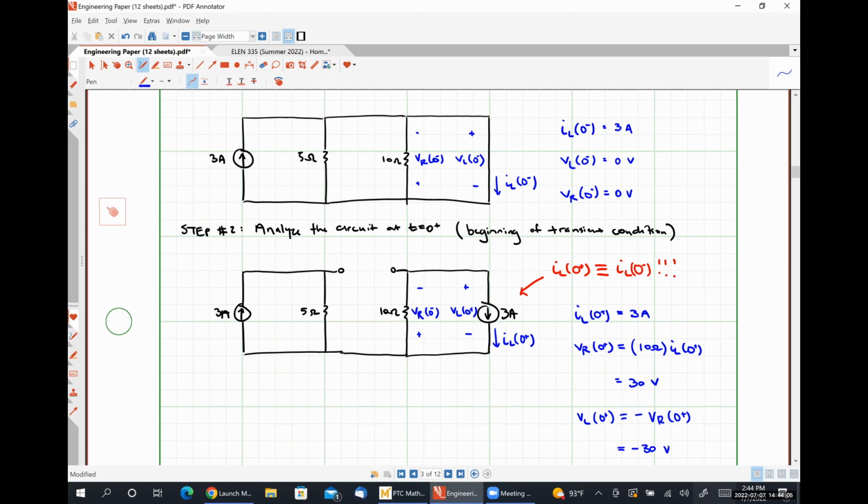Does anybody have any problem with the analysis that was carried out at t equals 0 plus? All right.